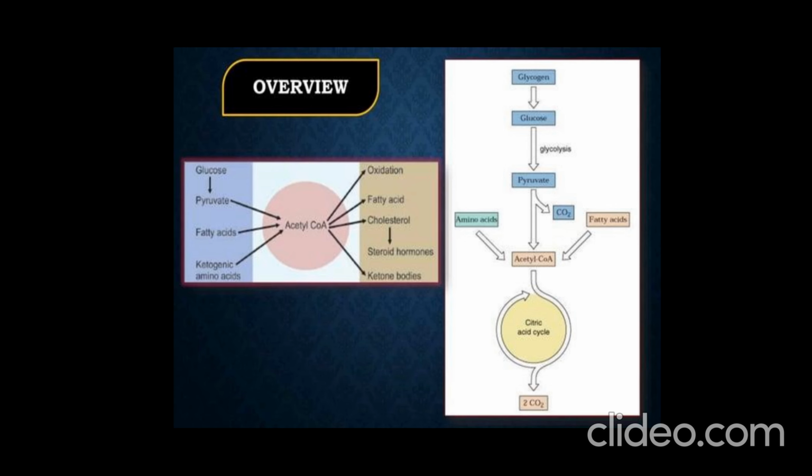Glycogen is converted to glucose, and that is converted to pyruvate by the process of glycolysis, and a molecule of carbon dioxide is evolved and it forms acetyl-CoA. Then again, from fatty acids and amino acids acetyl-CoA is formed and it enters into the citric acid cycle, where two carbon dioxide molecules are evolved.